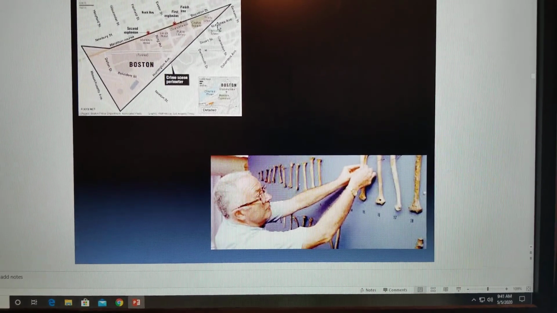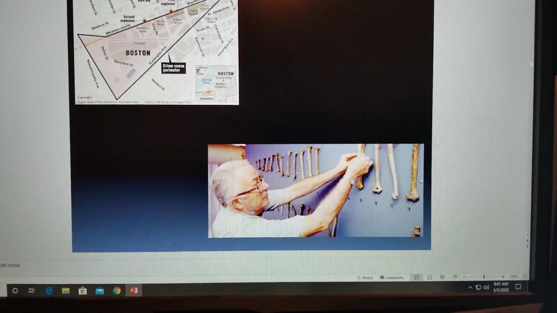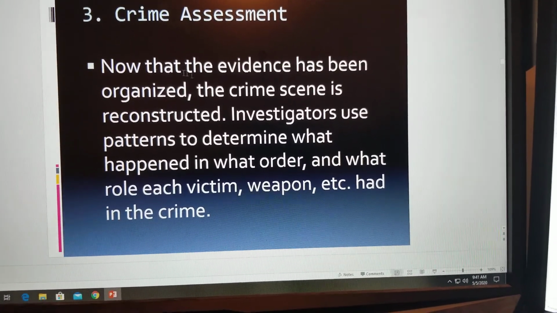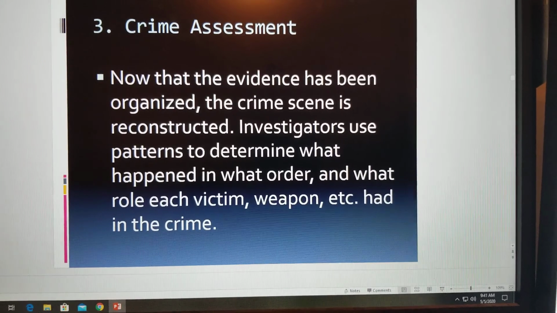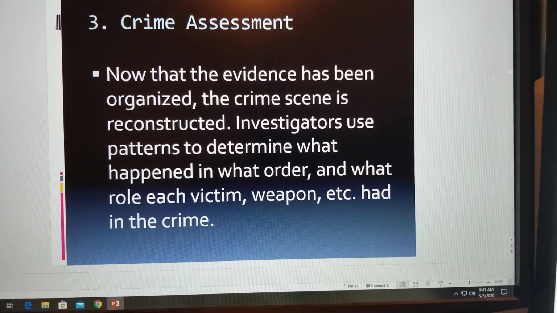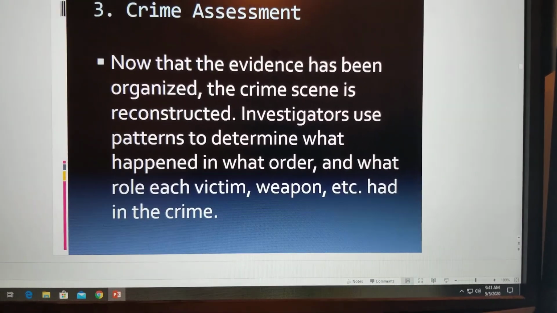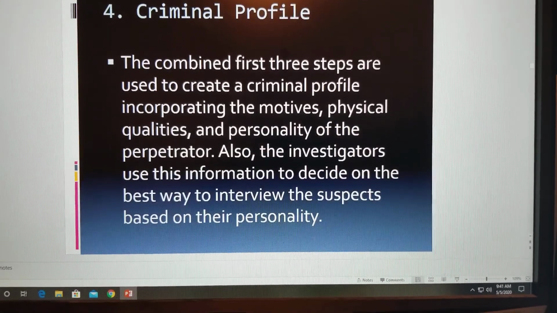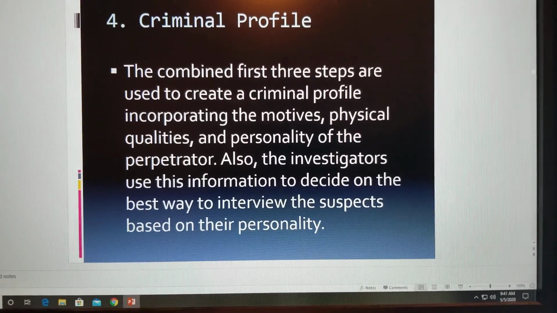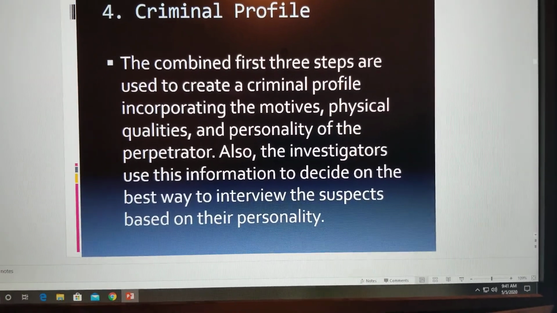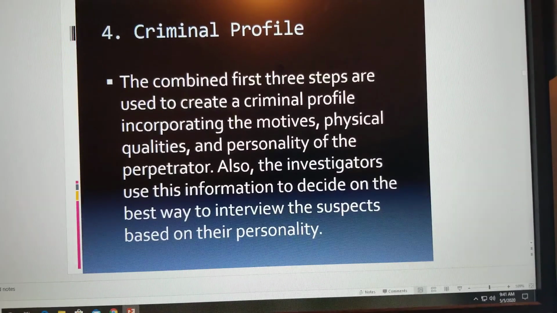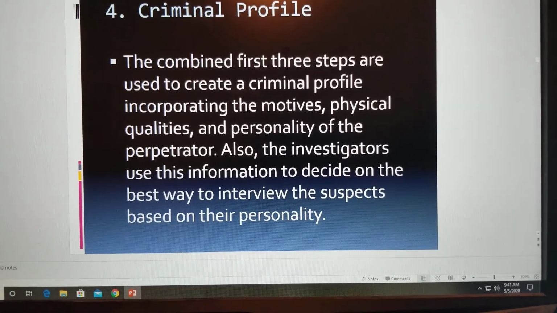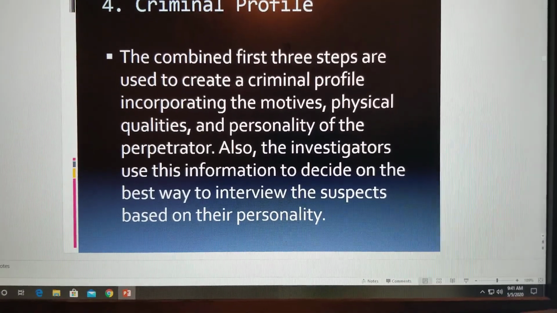Right? Where's their kill zone? What's the connection between victims? Crime assessment is when they reconstruct the crime scene, either through videos or making the crime scene or talking it through, but they're reconstructing it. Then criminal profile is combining those first 3 steps, the evidence, the patterns, the information they gain from the crime scene, and then putting out a profile, hopefully using this to catch the individual.